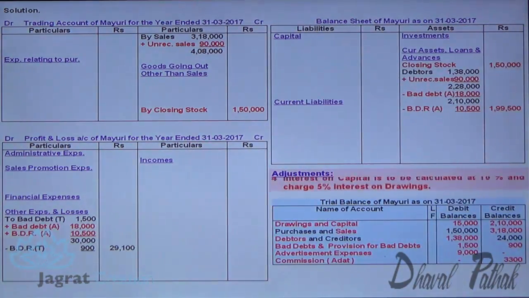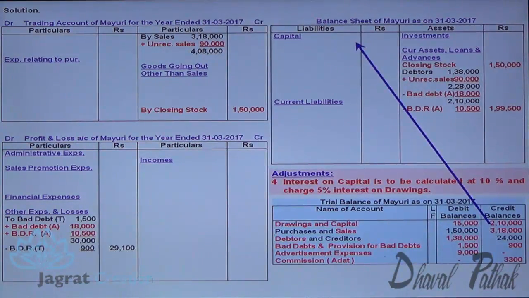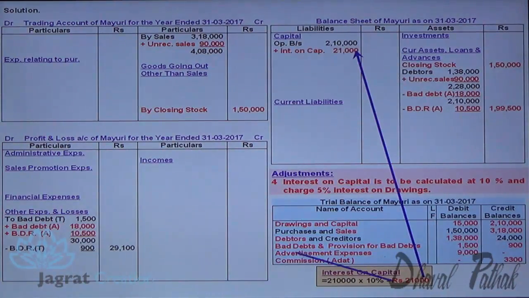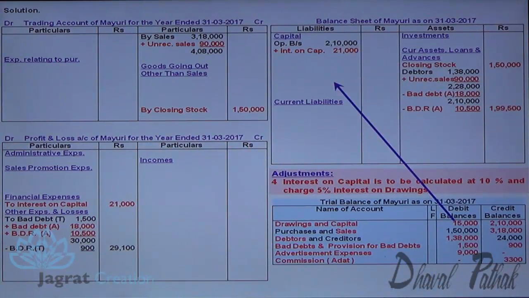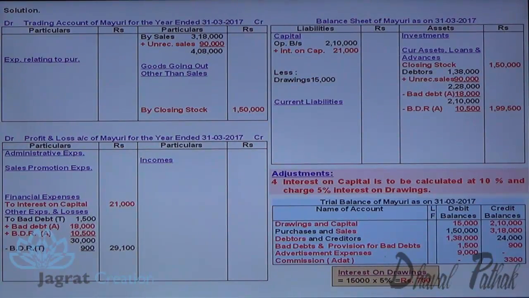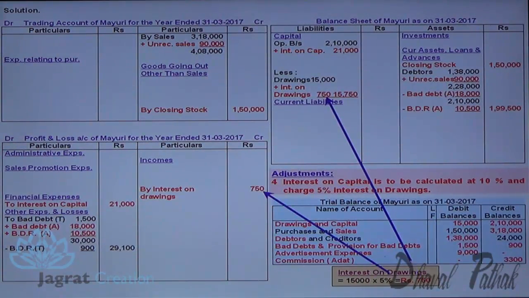Next. Interest on capital, 2,10,000 at 10% is 21,000. It is a financial expense debited to profit and loss account and credited to capital account. Drawings are deducted from capital. Interest on drawings at the rate of 5% is 750. So 750 is the interest on drawings that is added to drawings and deducted from capital. And this being income, it is credited to profit and loss account.